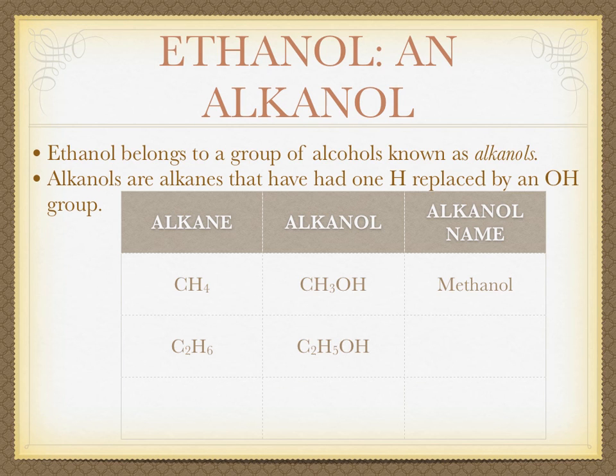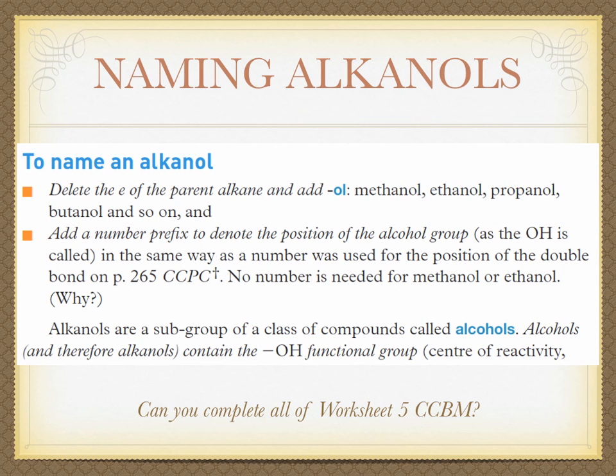Here is ethane. Ethane has an easy translation into ethanol when we replace an H with an OH, and so we call it ethanol. Here's another one, octane. There's the molecular formula for the related alkanol, so you name it octanol. Very straightforward. You're simply replacing the suffix ane with an ol. To name an alkanol, this comes from your textbook, you simply delete the E of the alkane and add ol. Methane, methanol, ethane, ethanol, propane, propanol, and so forth.